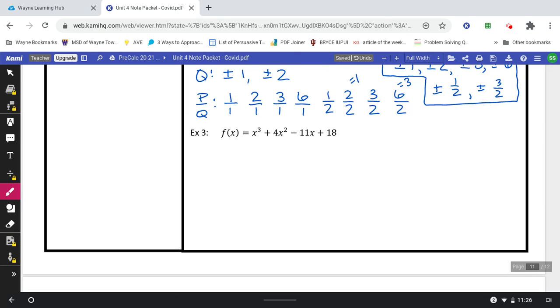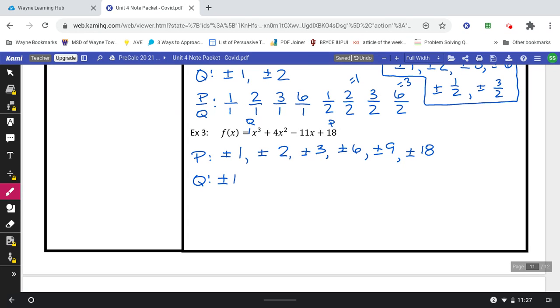Problem number 3, a little bit longer, but we're still only focused on the p's and the q's. Here your p is 18. Your q for this one is an invisible 1. All the numbers that multiply to 18 would be 1 times 18. And sometimes if I know there's going to be a lot of numbers, I just kind of work it like this, the 1 times 18, and put the 18 at the end of the list. And then I know 2 times 9, and then 3 times 6.